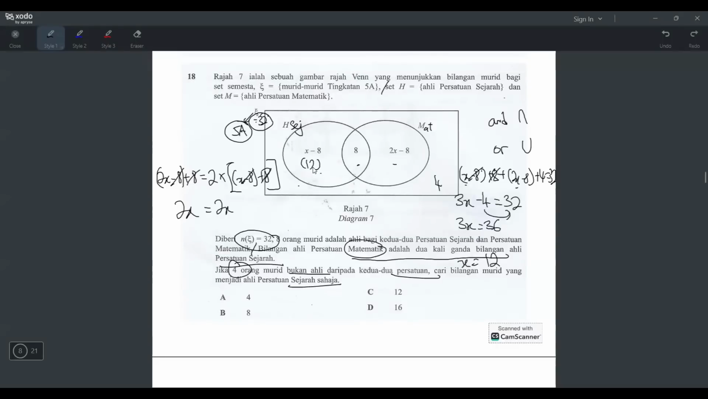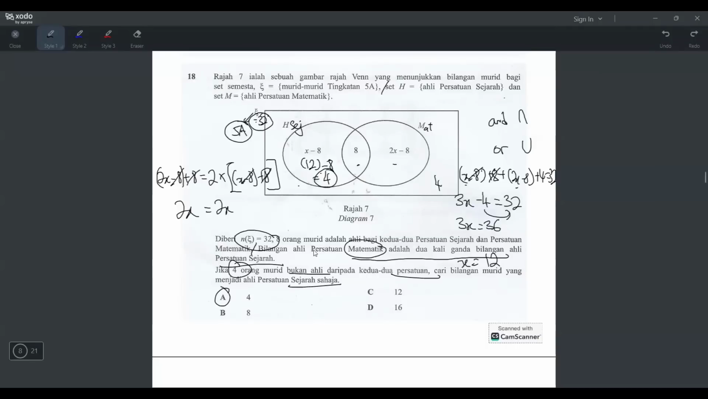And if your X is 12, 12 minus 8 is 4. And what they want just now? Ahli persatuan sejarah sahaja. Sahaja means only here. So the answer is 4 lah. Alright. Okay, some student they will say, sir, bukan kena tambah 8 ke? 4 plus 8. Sejarah mah. Bukan. Kalau you tambah macam tu, you cari ahli persatuan sejarah. If you take 4 plus 8, you are finding sejarah. But they want sejarah sahaja. Sejarah only. So it's different meaning. It's only 4. Okay. So the answer for 18 is A.